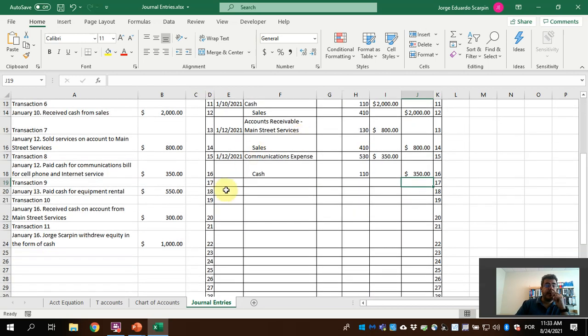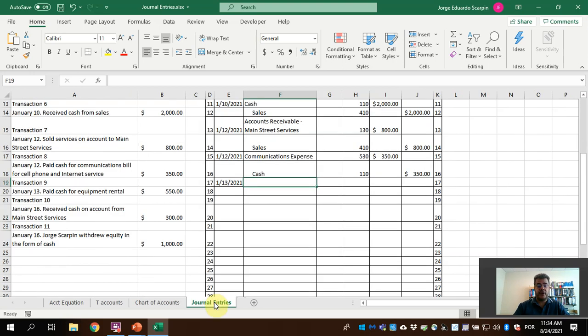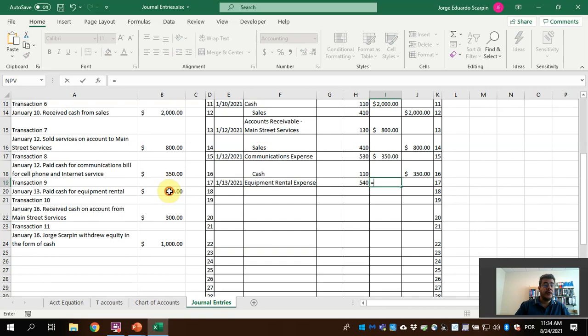Now number 9. Paid cash for equipment rental on January 13th. Equipment rental expense 540. Oops, 540, no, not 140. 550, credit, cash, 110, 550. Now, received cash, January 16th.